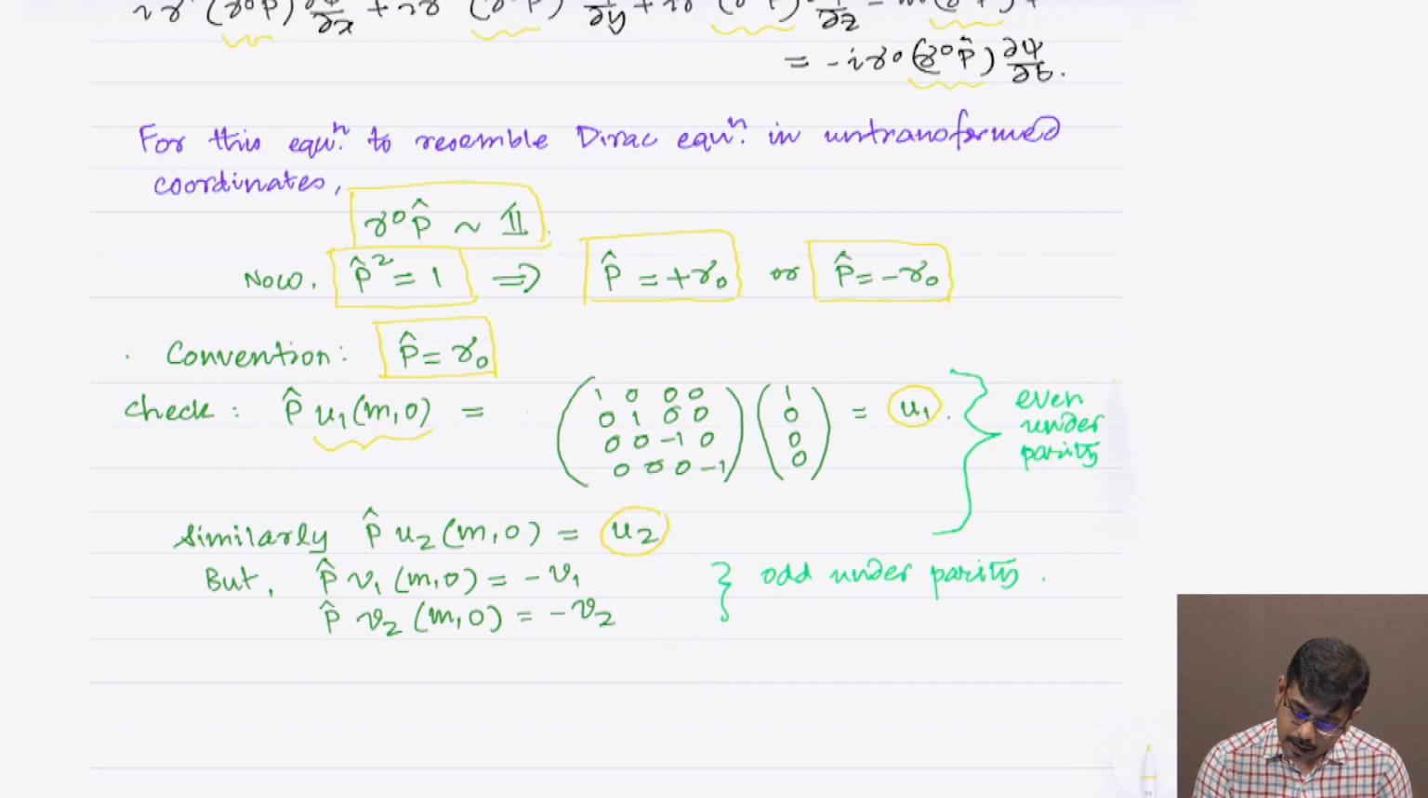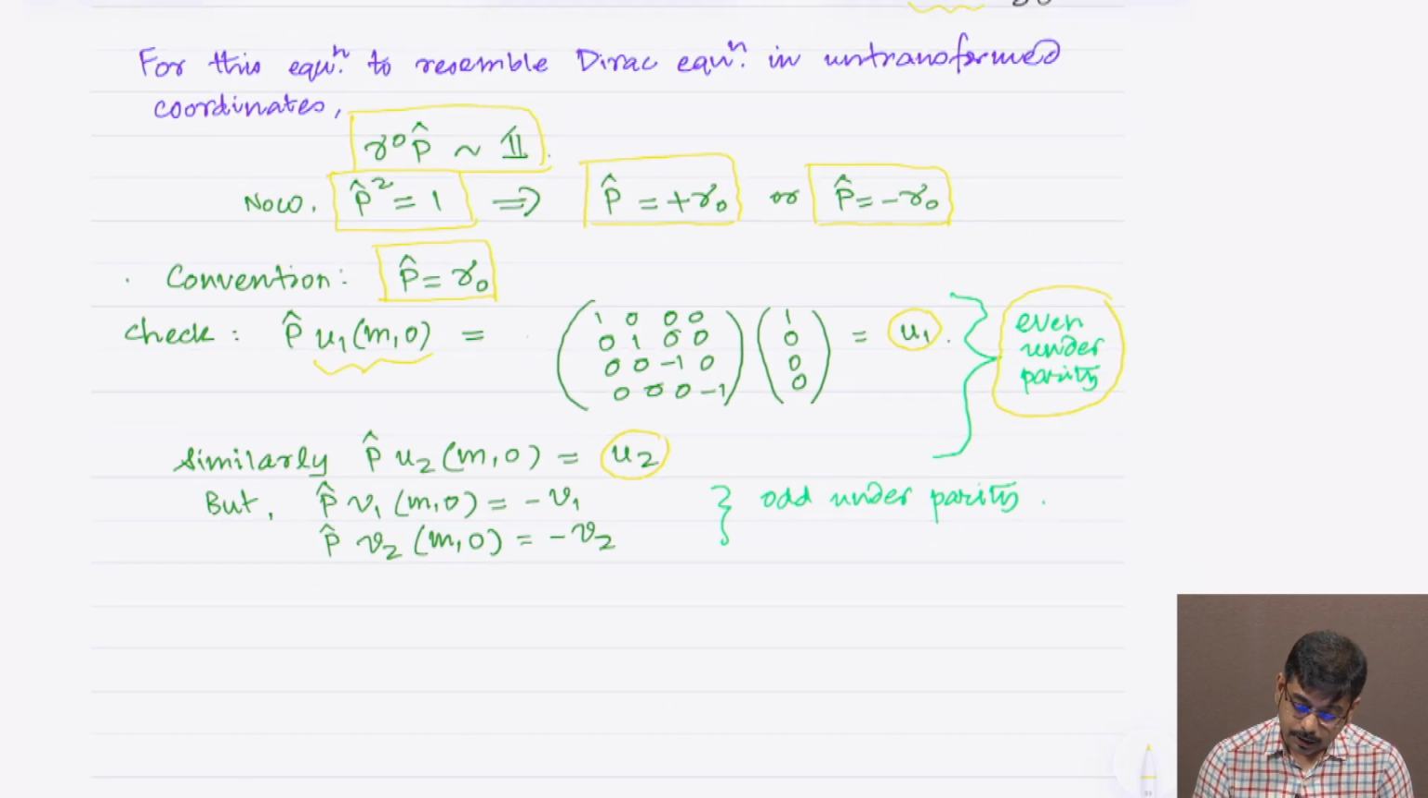That means these particle eigenstates are even under parity. On the other hand, if you act with this parity on v1 and v2, this will give you minus v1 and minus v2, which are odd under parity. So, that is why we choose the convention of choosing the parity transformation to be gamma 0.